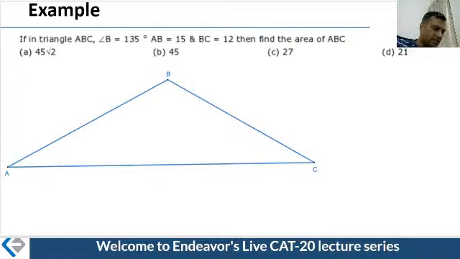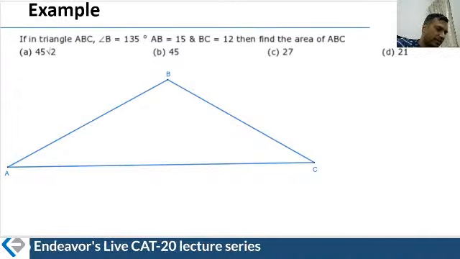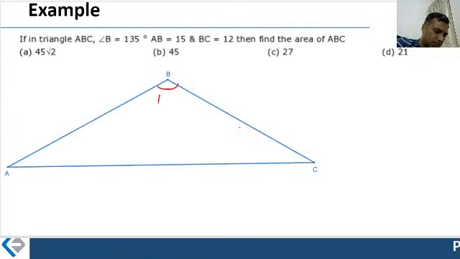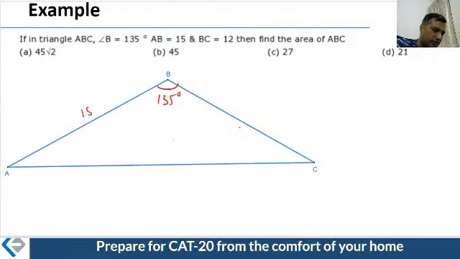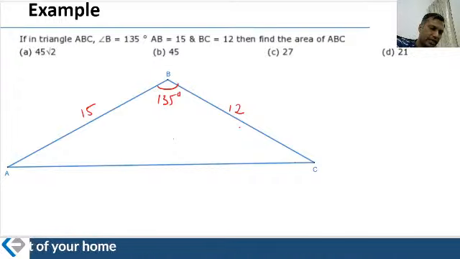In triangle ABC, angle B is 135 degrees. AB is equal to 15 units. BC is equal to 12 units. Then find the area of the triangle ABC. Simple, guys. Area of the triangle ABC.